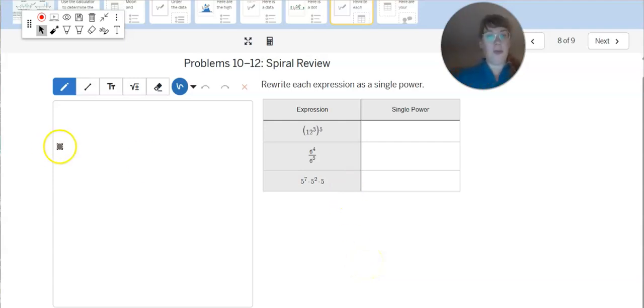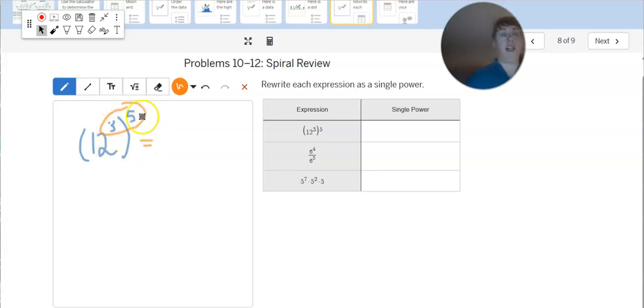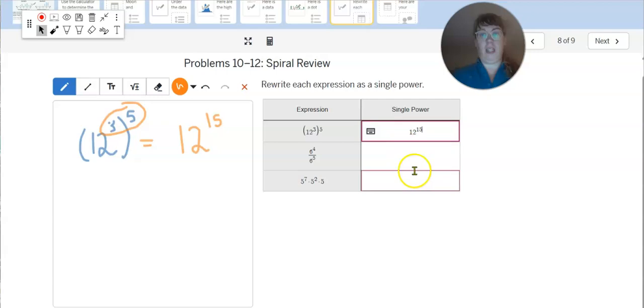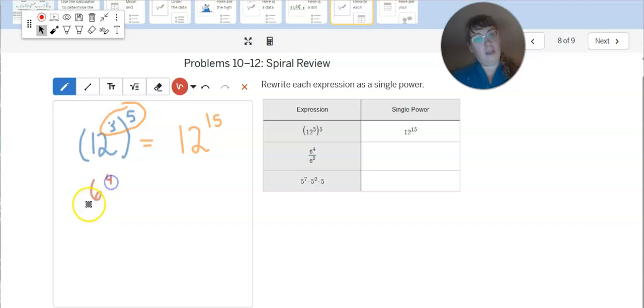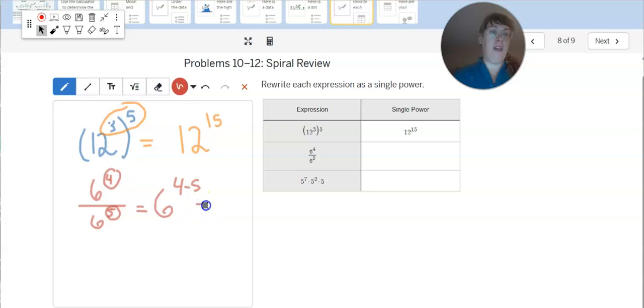Looking at some more exponent reviews. For the first one, if we have a 12 cubed then raised to the 5th power, this is power to a power, so we multiply these exponents. 3 times 5 is 15, so this would be a 12 to the 15th power. If we have 6 to the 4th divided by 6 to the 5th, remember we subtract these exponents. So this is 6 to the 4 minus 5, which is -1.